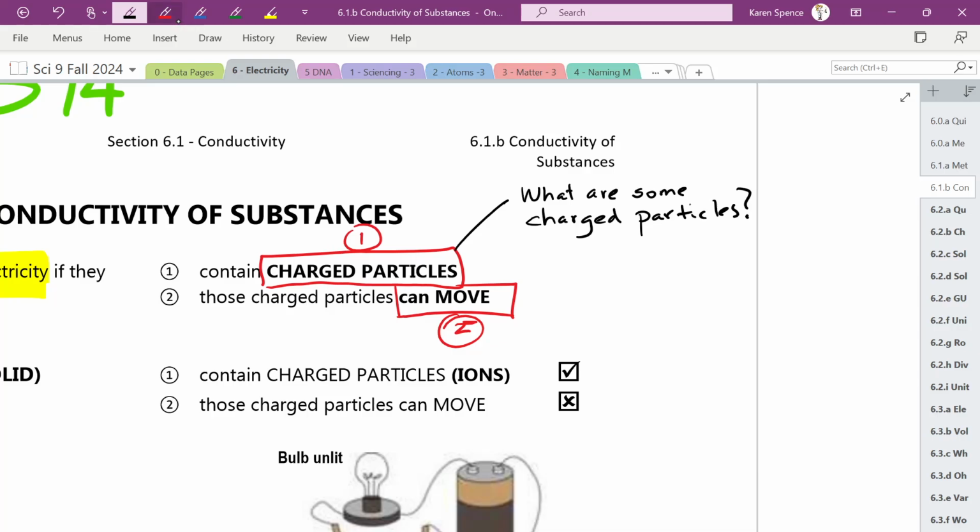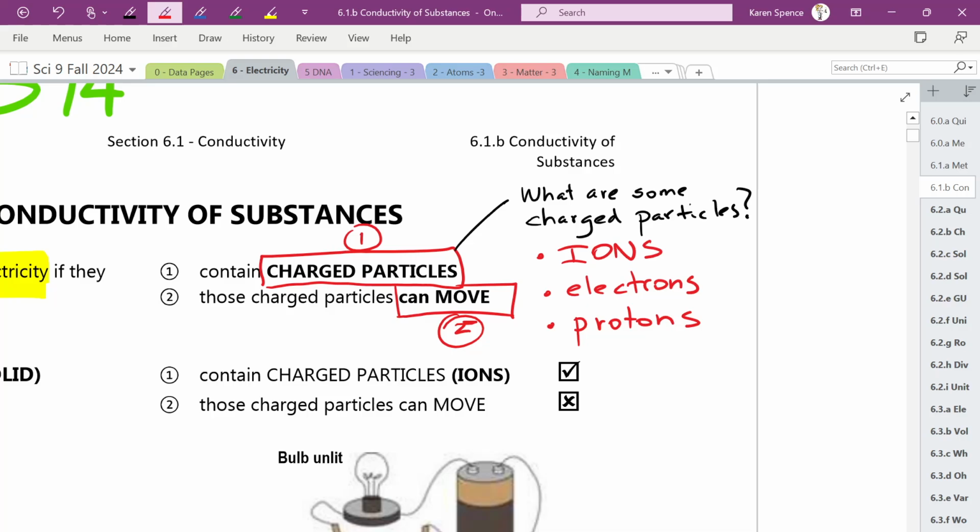Ions, beautiful. Ions are charged. What else? What are some other charged particles? Yes, electrons. Yes, protons. Those are the charged particles that we have learned about so far. I'm sure there's others, but really those are the only ones that we deal with in chemistry. Okay? Ions, electrons, and protons.